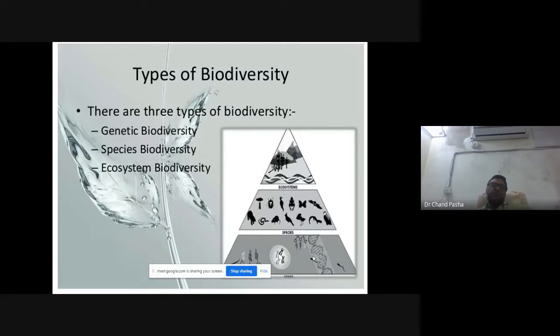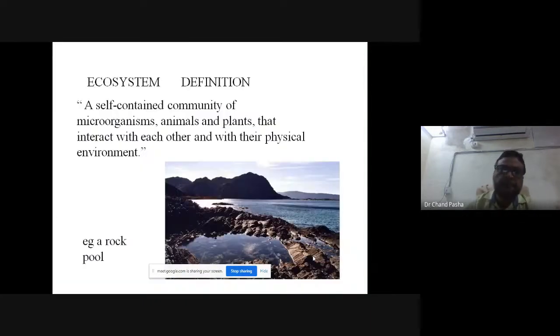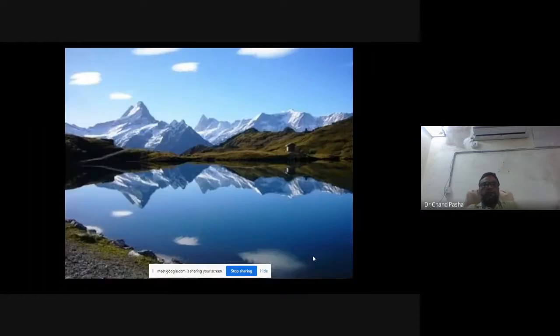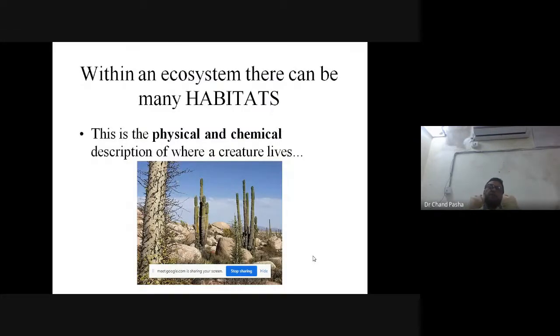Whereas ecosystems, we can name a few on our fingers. See, pond ecosystem and desert ecosystem. There are very few ecosystems, so it will be at the top. In the ecosystem again, you have some other component. Habitat. You should know these terms.